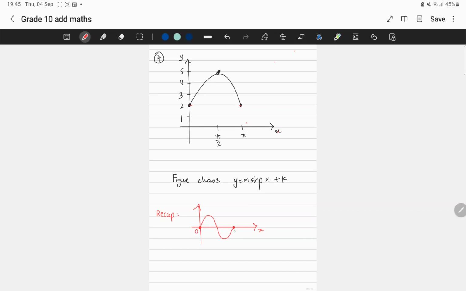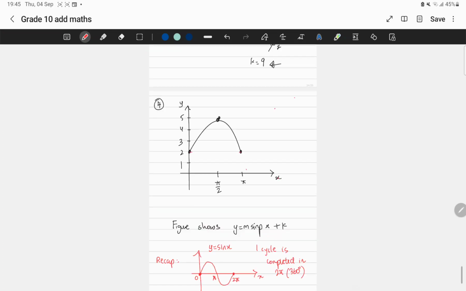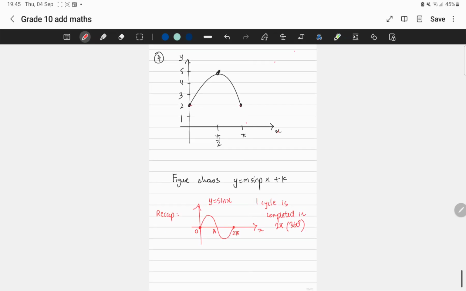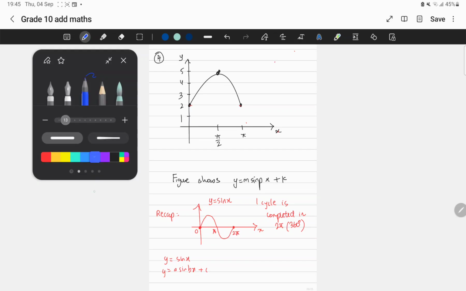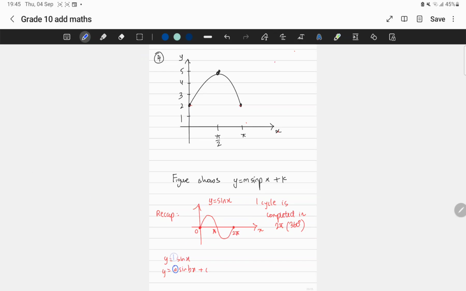And then sine, usually the period, that is one cycle, is completed in 2 pi. We're going to use 360 degrees, which is 2 pi. So I'll put 2 pi here, and this is the graph of y equals sine x. When we compare equations, the general equation is in the form a sine bx plus c. And if you look at the sine graph, the value for a is 1 because there's nothing.